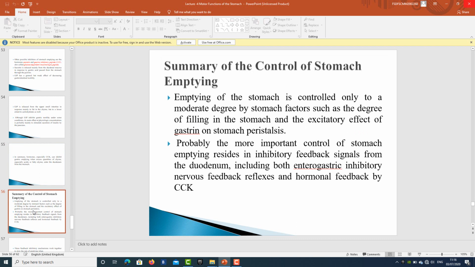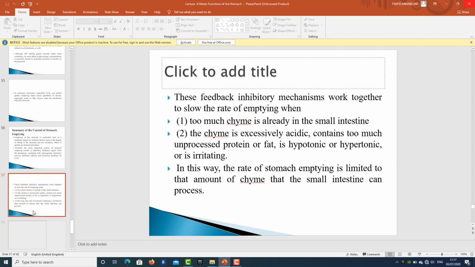Now, the summary of control of stomach emptying. The emptying of the stomach is controlled only to a moderate degree by stomach factors such as the degree of filling and the excitatory effect of gastrin on stomach peristalsis. The more important control is the inhibitory feedback signals from the duodenum, through enterogastric inhibitory nervous feedback reflexes and hormonal feedback by cholecystokinin.